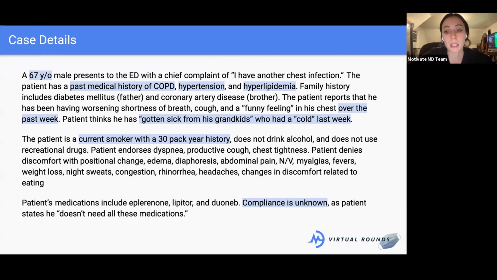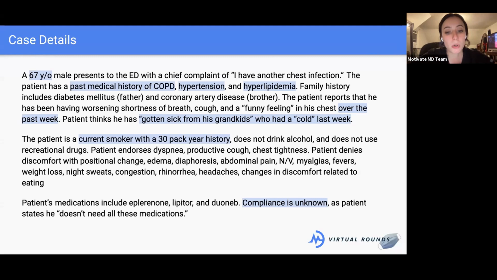A lot of times when we're taking an HPI, you like to use quotes, especially when the patient describes something on their own, because this is the patient's own words. We want to keep that true to what they said, so we'll put it in quotations. So this guy's saying he has a funny feeling in his chest over the past week. Patient thinks he has gotten sick from his grandkids who had a cold last week.